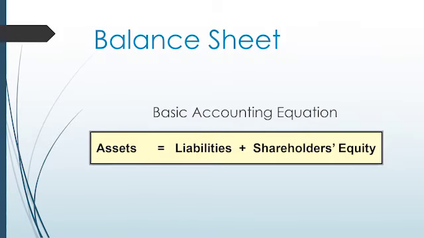These three elements form a basic accounting equation, which is assets equals liabilities plus shareholders' equity, and we'll further discuss it in our future videos.